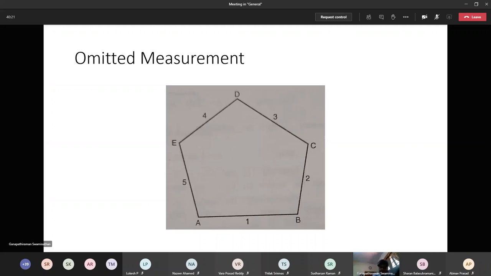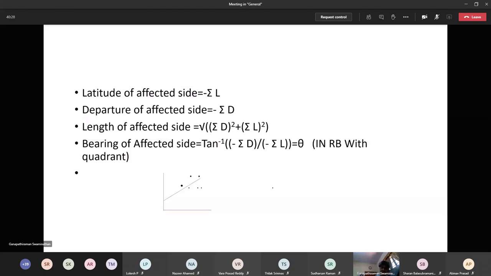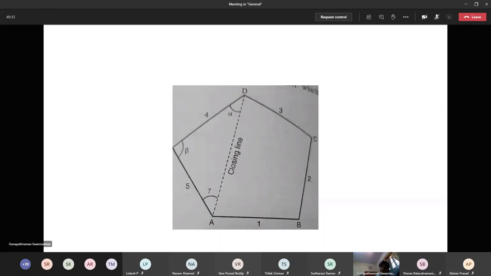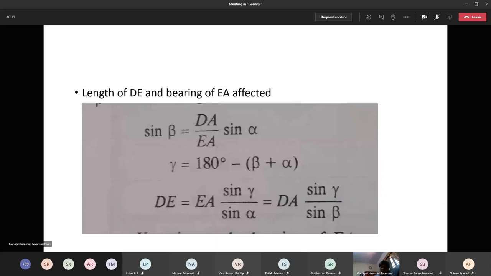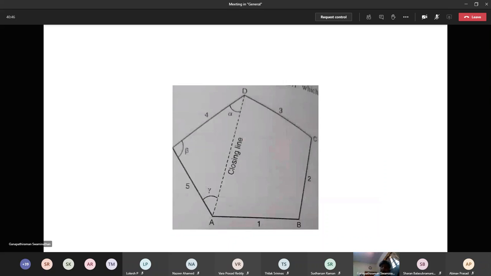Do you get the point? If one side is affected, okay. If two sides are affected, you go to next. What is the problem here? Length of DE and bearing of EA affected. This is point E, length of DE and bearing of EA is affected. How will you solve the problem now?